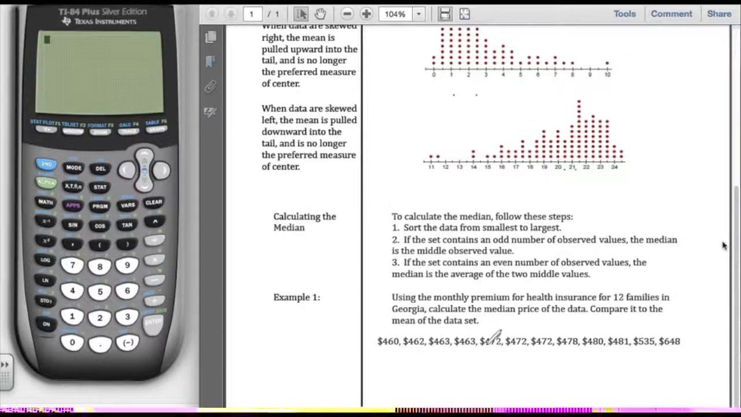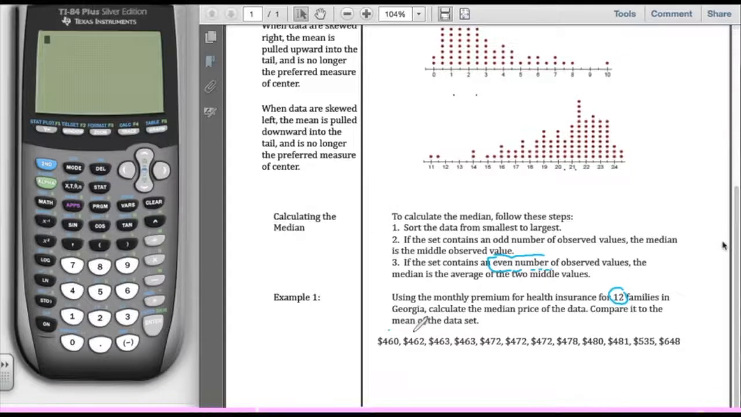We'll calculate a median in example 1. It says, using the monthly premium for health insurance for 12 families in Georgia, calculate the median price of the data, compare it to the mean of the data set. We have 12 families here. I have an even number of observed values. I want to split this evenly in half. So since there are 12 pieces, I would split it 6 data pieces and 6 data pieces.